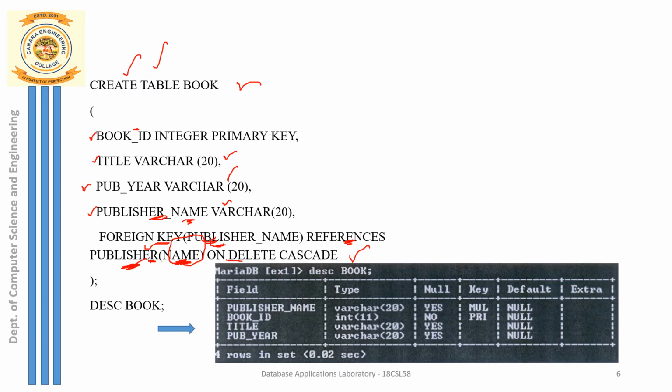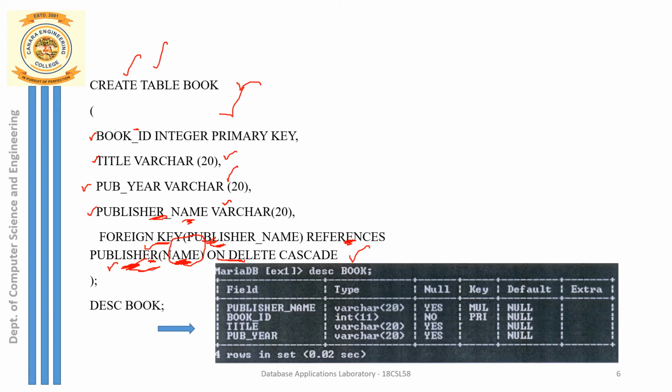Remember, do not forget to specify this on delete cascade. Never should you forget this. Okay, so why is that? Suppose I delete a particular publisher from my publisher table. The publisher table is the main table where all publisher details are mentioned. Suppose I delete any one publisher's details from the publisher table, that publisher information should be removed from my book table, wherein I am deriving the same publisher over here also.